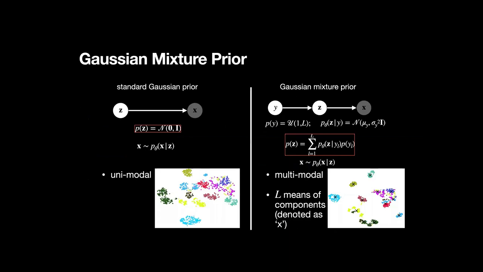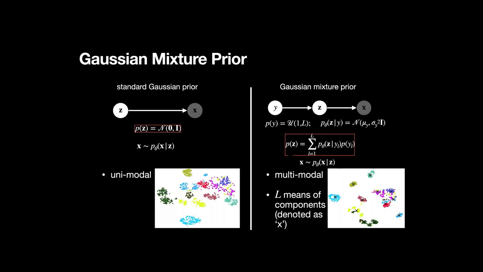So now we want to extend the standard prior to the Gaussian mixture prior, which is more complicated and more flexible. On the left-hand side, we have the standard Gaussian prior, which maps the latent variable Z to the observed data X, and we have a standard Gaussian as the prior distribution of the latent variable. On the right-hand side, we have a Gaussian mixture prior, which has one more layer of hierarchy using a categorical variable on top of the latent variable. The prior distribution of the categorical variable is in practice set to be a uniform distribution. In this case, the conditional distribution P of Z given Y is a Gaussian component, so the marginal P of Z becomes a Gaussian mixture distribution.